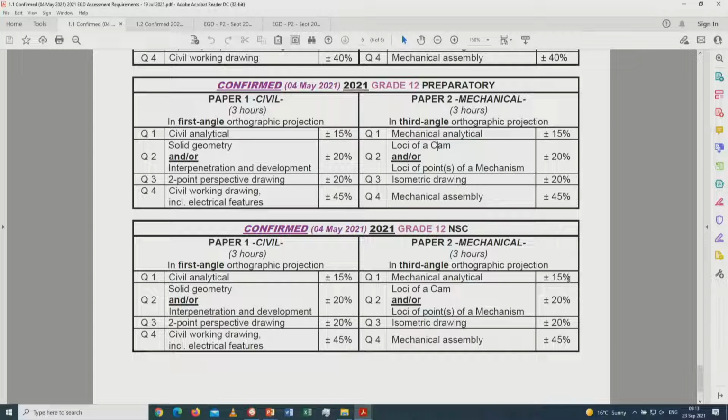All right, so these are your percentages: more or less 30 marks for mechanical analytical, more or less 40 marks for cams alone, or cams and mechanisms combined, or mechanisms alone, and then also your isometric drawing, that will be 40 marks, and then about 90 marks for the mechanical assembly drawing. Okay, so this is what I want to say to you about this exam.